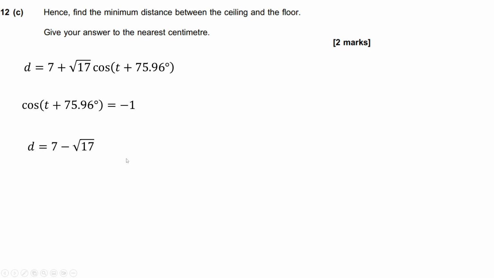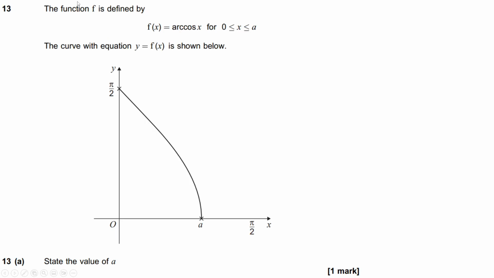So you get 7 minus root 17, which is 288 centimeters. We've got a function f. It's defined by this, and it's inverse cosine, right? State the value of a. Well, this is when y equals 0 or when f of x equals 0. So inverse cosine of x just equals 0. If you do cosine of both sides, cosine of 0 is just 1, so a equals 1.